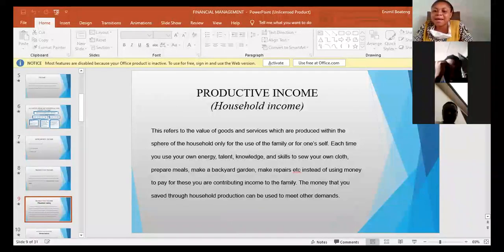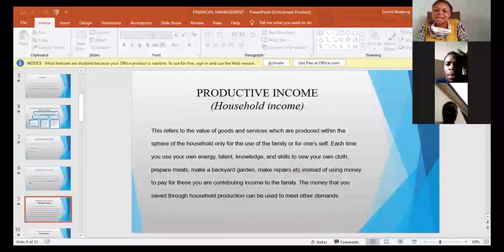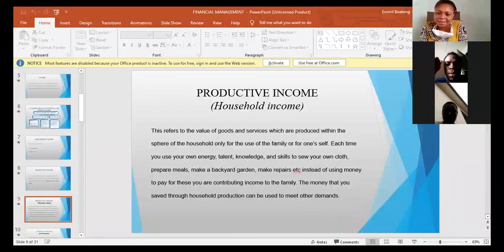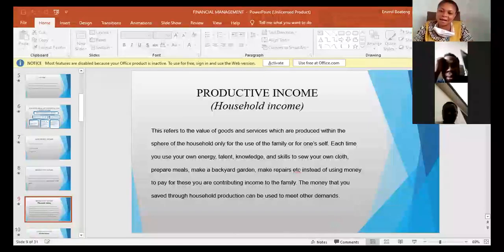And then if you make a garden at the back of your home, so you need okra, you just enter your garden, you get your okra, your garden eggs, your pepper, instead of using money to buy it. So that money which you could have used in buying your okra or your pepper or your garden eggs, you can use it for another thing. So we call this household production income.